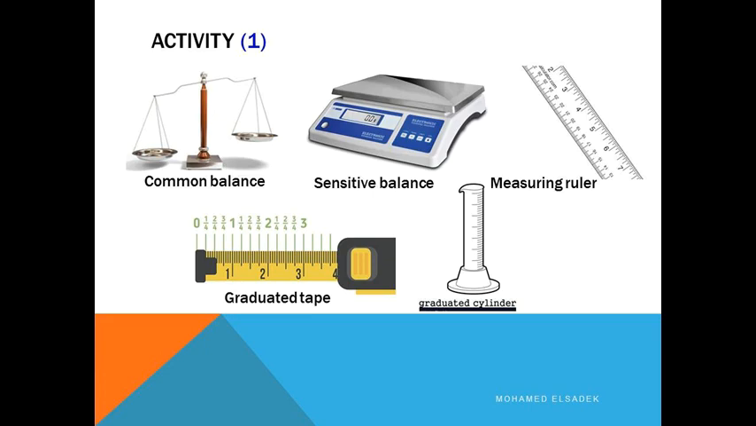Firstly, what is the measuring tool which is suitable for measuring length? Tape and ruler. Excellent. You decided that the measuring ruler and graduated tape are suitable tools to measure length. And I will ask you now, what is the measuring tool suitable for estimating mass? You decided that the common balance and sensitive balance are suitable tools to measure mass. Excellent. And finally, what is the measuring tool which is suitable for measuring volume? You decided that the graduated cylinder is a suitable tool to estimate volume.